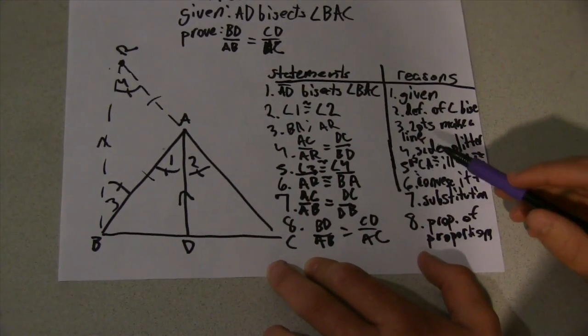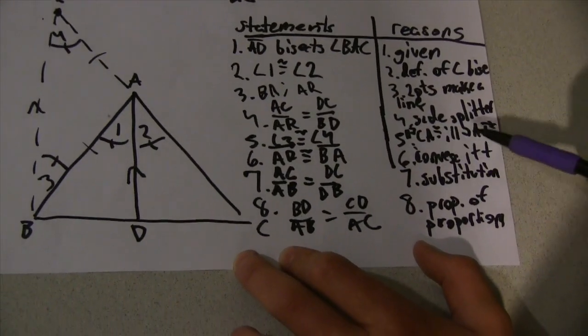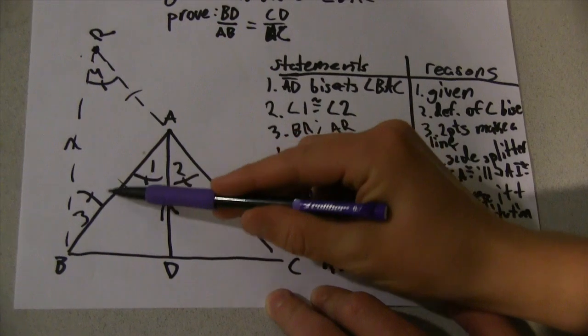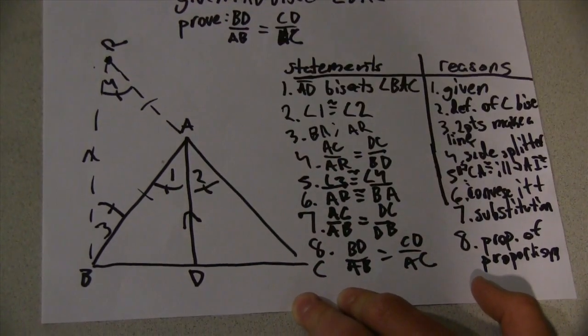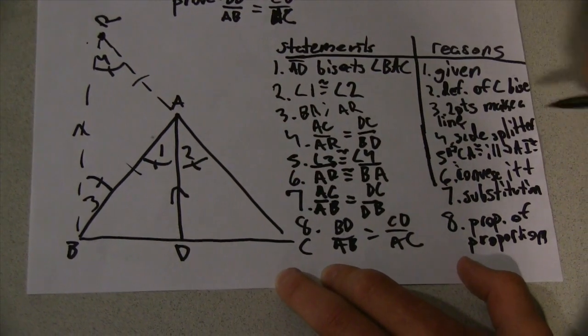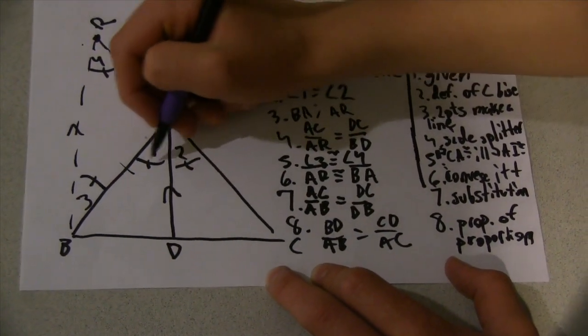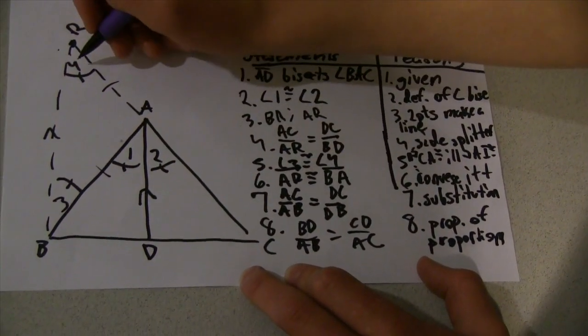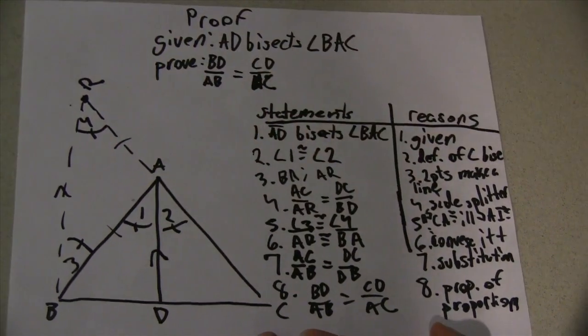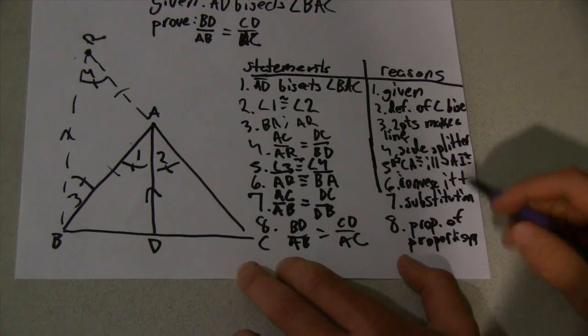So now, using parallel lines, corresponding angles congruent and alternate interior angles congruent, these are the alternate interior, 2 and 4 are the corresponding, we can get that 3 and 4 are congruent because 1 is congruent to 2, 1 is congruent to 3, 2 is congruent to 4, and 1 is congruent to 2, so 1 is therefore congruent to 4, therefore 3 is congruent to 4.